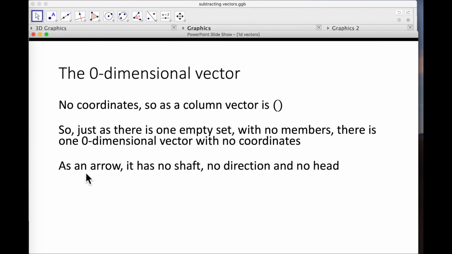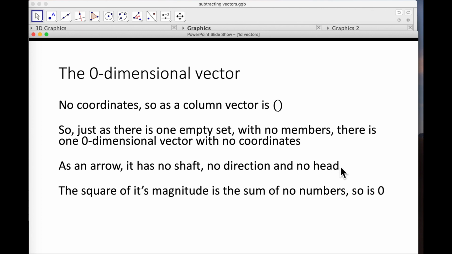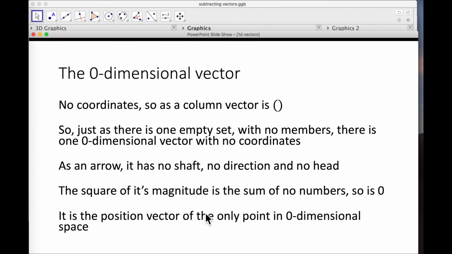As an arrow, of course, it's not much cop. It's got no shaft, no direction, no head. But it does have a magnitude. So the square of its magnitude is the sum of no numbers. And the sum of no numbers is always best thought of as 0. So yeah, it's got a magnitude, okay, it's 0. Which means zero-dimensional space is just a point. And so the zero-dimensional vector is, in fact, the position vector of the only point in zero-dimensional space. And it doesn't need any coordinates to be that. So there we are. Not a lot there, but it's quite fun.